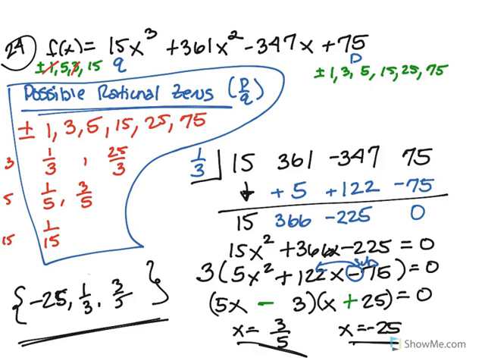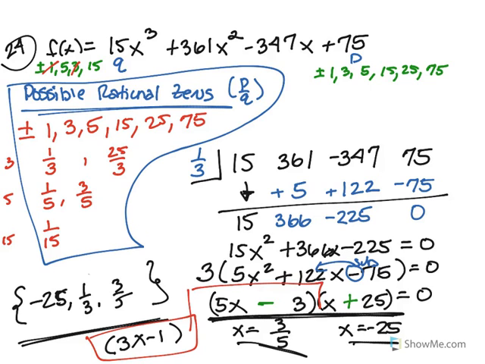Okay? And then it's going to ask you for the factor form. Well, you already got two of them right here. So to write 1/3 as a factor, that would just simply be 3x minus 1. Okay? So the factor forms is what I'm going to put in the red box for your answers. Okay, your answer will actually be negative 25, 1/3, and 3/5. But in factor form, you would have 3x minus 1 and 5x minus 3 and x plus 25. Okay? Questions.